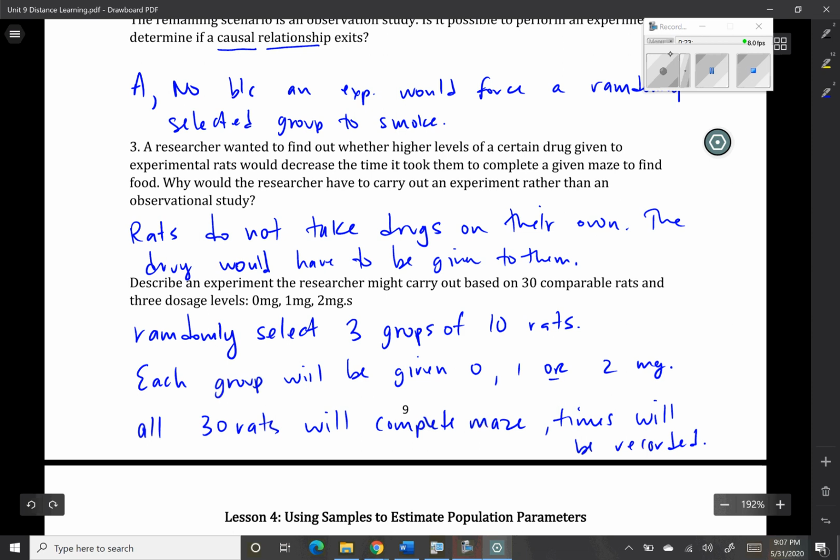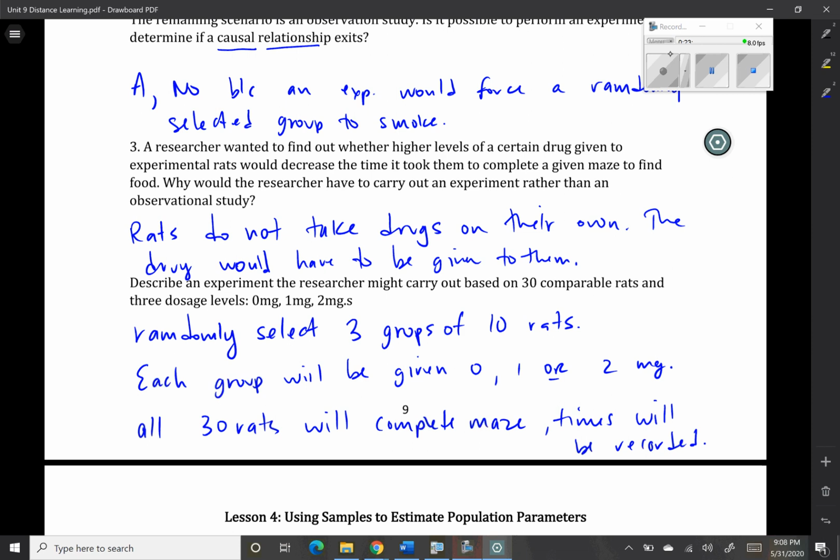So to make this a good experiment, we are taking the 30 rats, we're randomly assigning them to 3 different groups. So we're going to number our rats like 1 through 30, and then randomly select 10 numbers and put them in group 1, randomly select 10 more numbers, put them in group 2, and then the remaining 10 would be in group 3. So in each one of those groups, I'm going to give them a different dosage of this drug. So in one group, I'm going to have 0, that would be the control group. And then I have 2 test groups. I have the test group with 1 milligram and the test group with 2 milligrams to see if these times are going to change. So then all 30 rats are going to complete the maze, and our times are recorded.